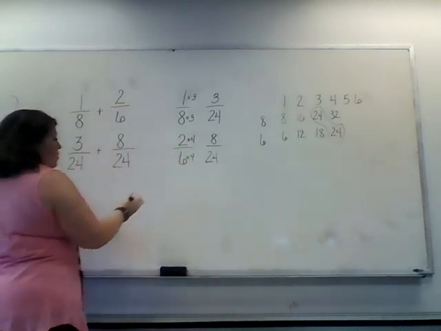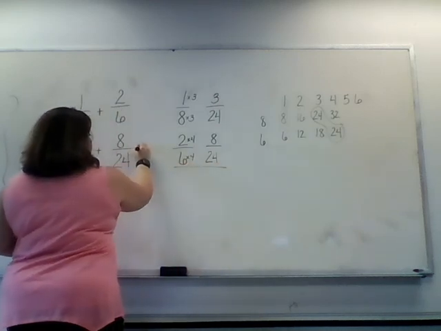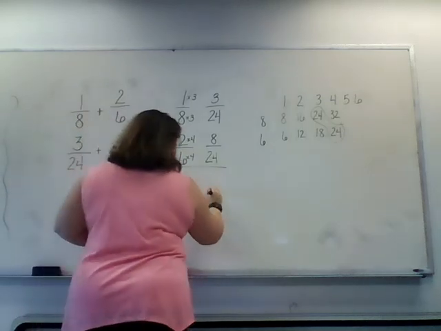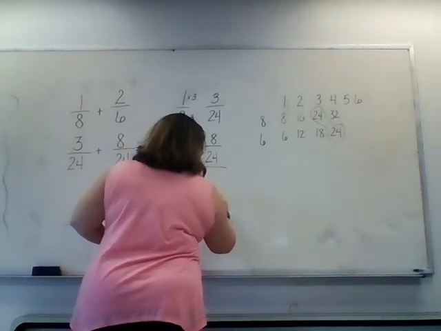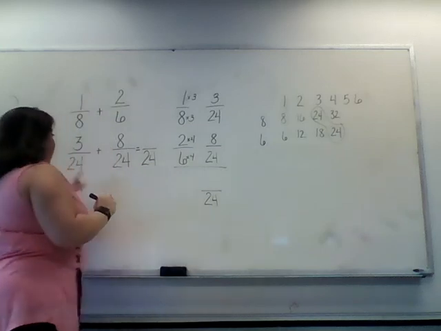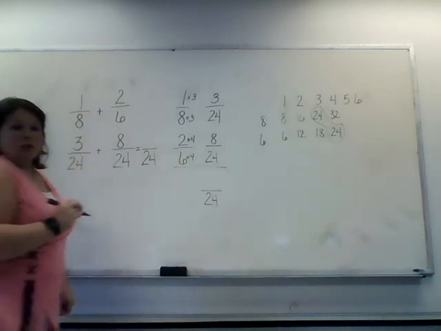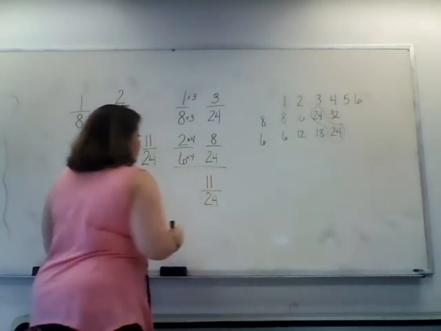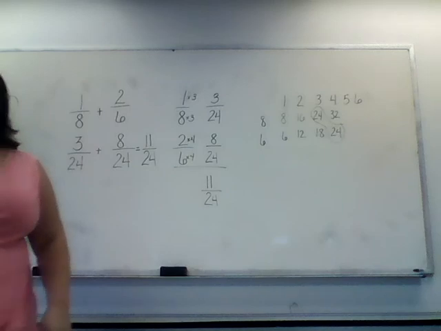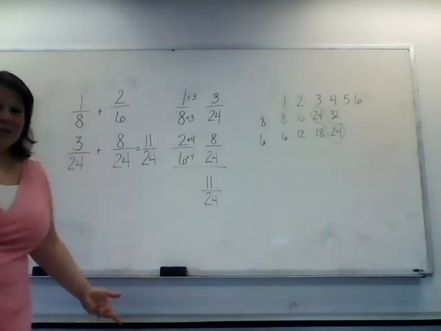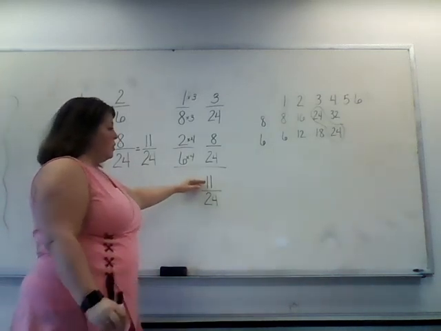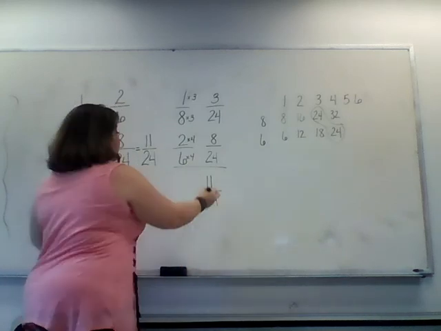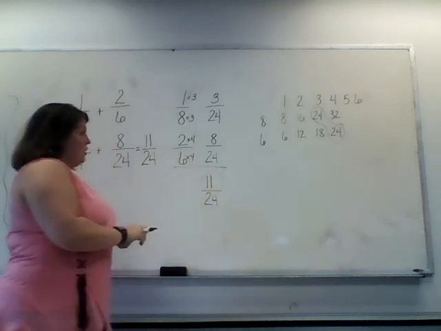So now that my denominators are the same, I slide my denominator over or down, depending on which way you're doing this. And then I add my tops together. So 3 plus 8 is 11. And even though 24 could be reduced, the number 11 can't, because the only things that will go into 11 are 1 and 11, and 11 cannot go into 24. So that is our answer.